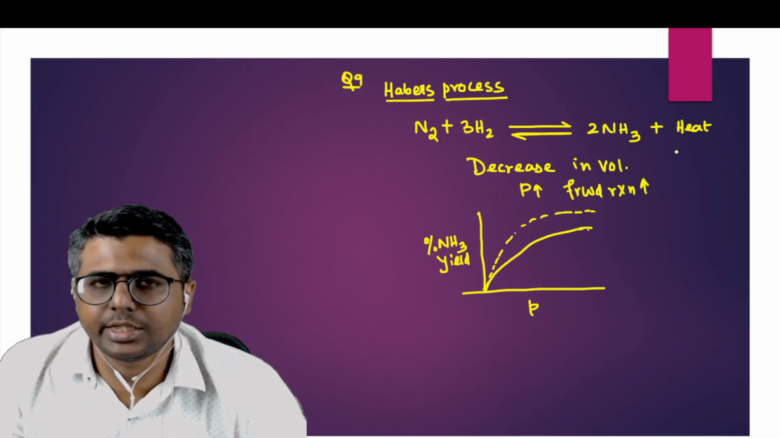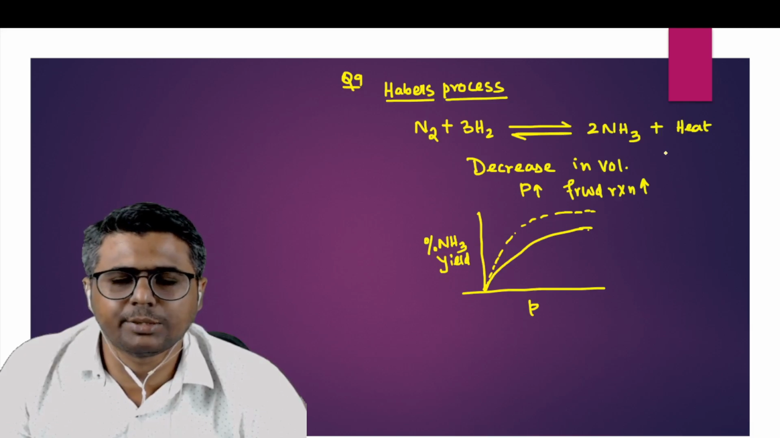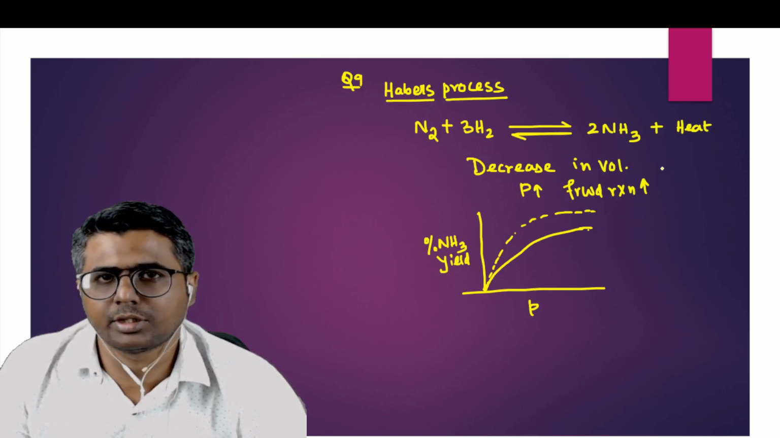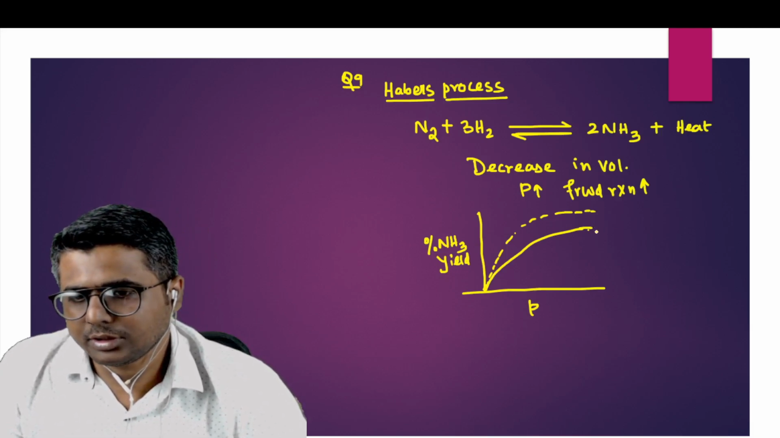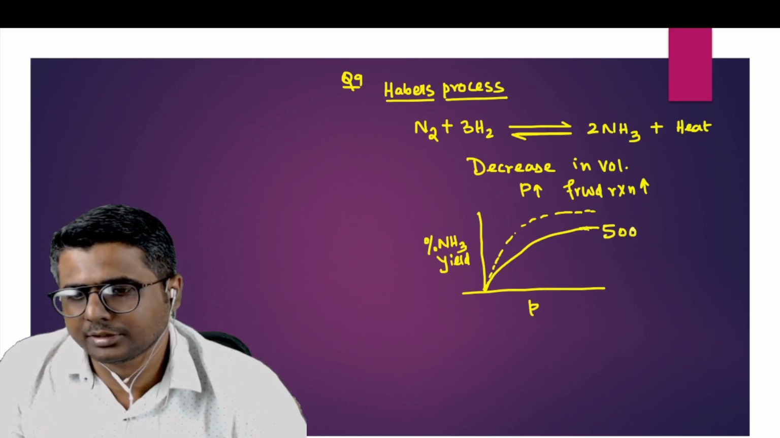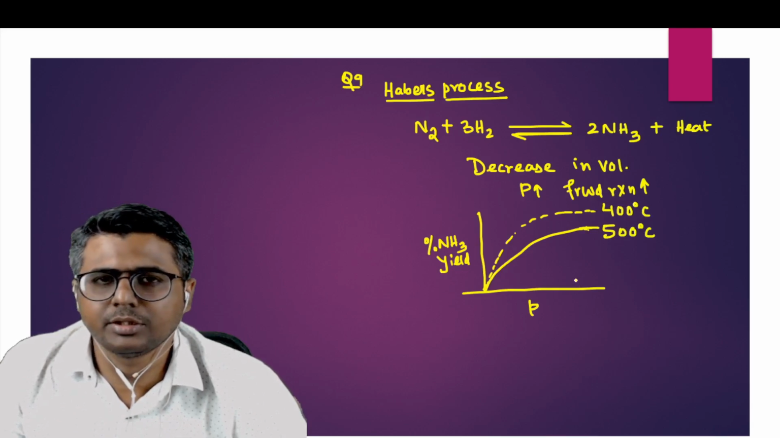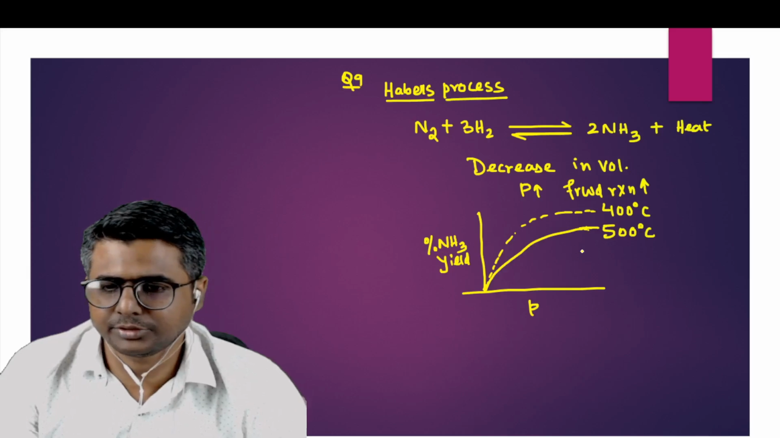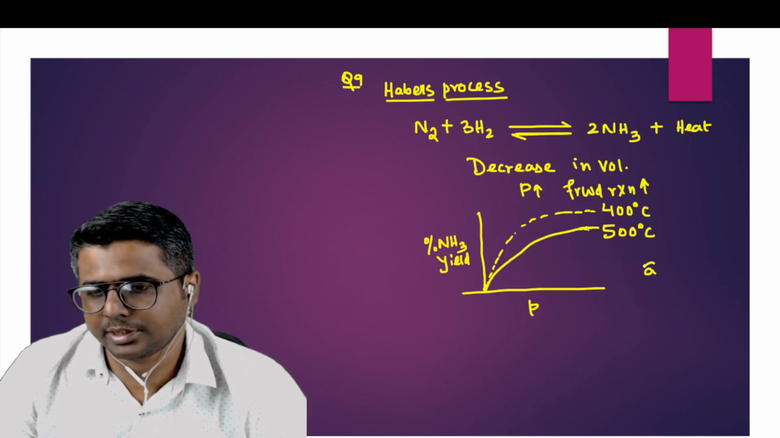Next, this is an exothermic reaction. So increase in temperature will decrease the forward reaction. So when there is 500 degrees Celsius, the yield will be lesser. When there is 400 degrees Celsius, the yield will be more. That's it. Question number 9, option A is the correct option.